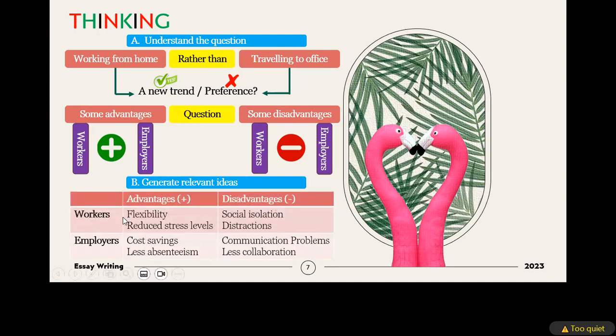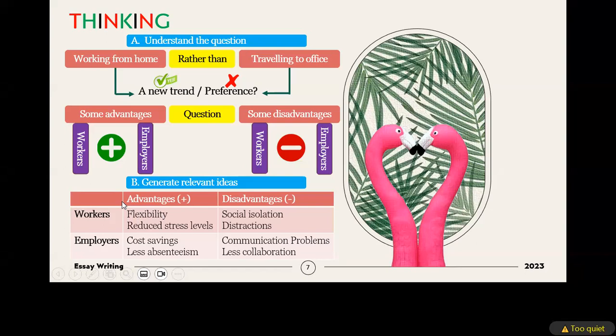Advantages and disadvantages. Now, for workers, the advantages are flexibility. Okay, now this means what? Well, this allows them some flexibility when they work, for example, from home, because they have some family commitment, so they can take care of their family, and in the meantime they can perform their job, or do whatever they are assigned to do. Okay, now this is what you call flexibility, al-muruna. You see here, I did not write a sentence. It is only one word. So this is what you need to do when you generate relevant ideas. Do not write long sentences. Write only words. That's it.